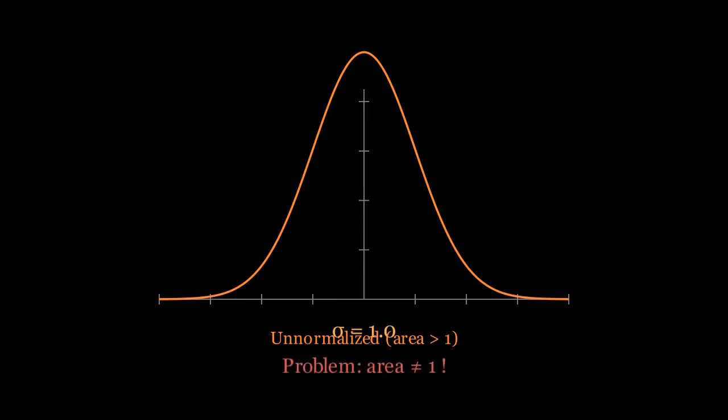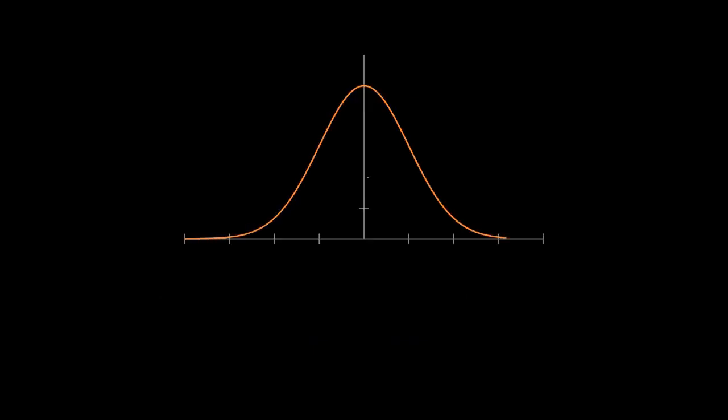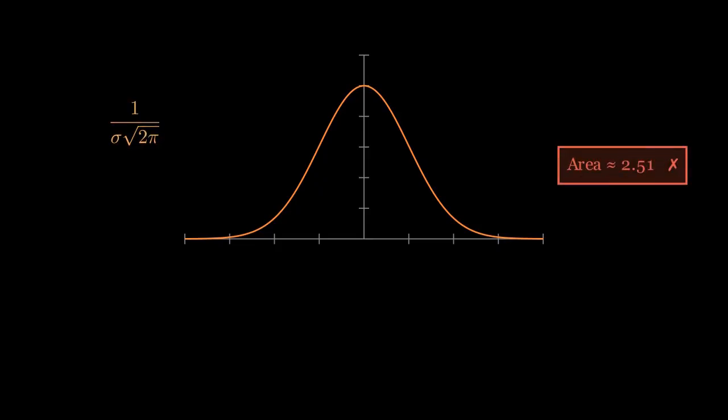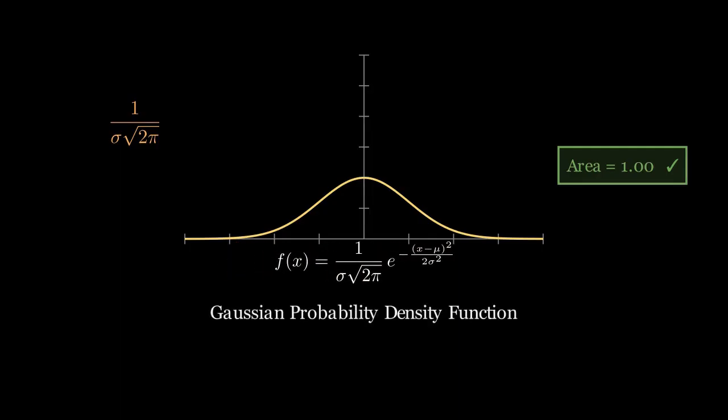For a probability distribution, the total area must equal exactly 1 because all probabilities must add up to 100%. The fix is a normalization constant out front. 1 divided by sigma times the square root of 2 pi. This prefactor scales the entire curve, so the total area snaps to exactly 1. The square root of 2 pi appears because of a famous result in mathematics. The integral of this exponential over all real numbers equals exactly the square root of pi.